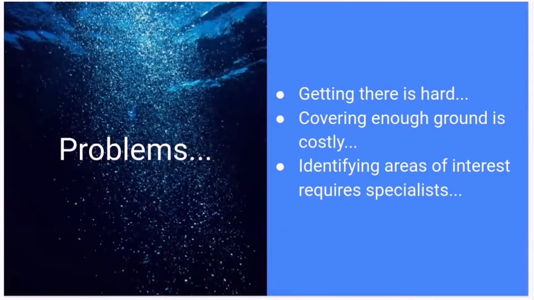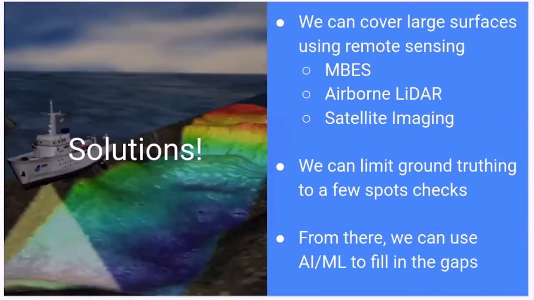So obviously, one of the big problems about benthic habitat mapping is that getting there is fairly hard. Covering ground is costly, and identifying areas of interest requires specialists to develop habitat models and such. So the solution has been pretty much within our reach for the past years. We can cover large surfaces using remote sensing, either through multi-beam echosounder systems, airborne LiDAR, or satellite imaging. We can limit ground truthing to few spot checks, and from there we can use AI and machine learning to fill in the gaps. And this is what we're going to be demonstrating here.